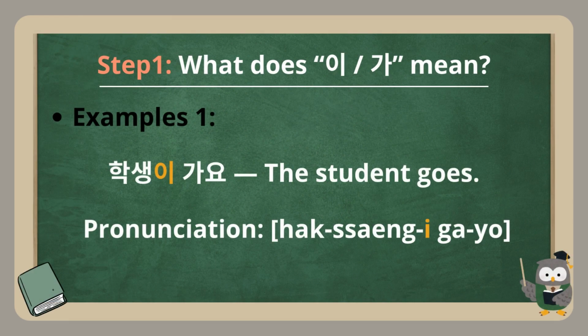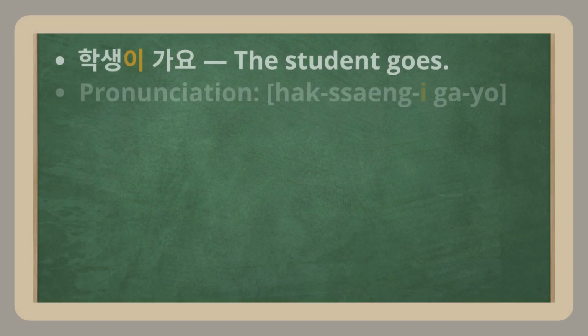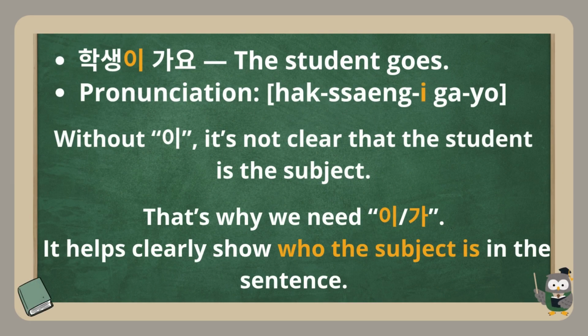Let's look at an example. 학생이 가요. The student goes. Pronunciation, 학생이 가요. Now, if we remove 이 and just say 학생 가요, student goes, the sentence sounds awkward and incomplete in Korean. Without 이, it's not clear that the student is the subject. That's why we need 이, 가. It helps clearly show who the subject is in the sentence.